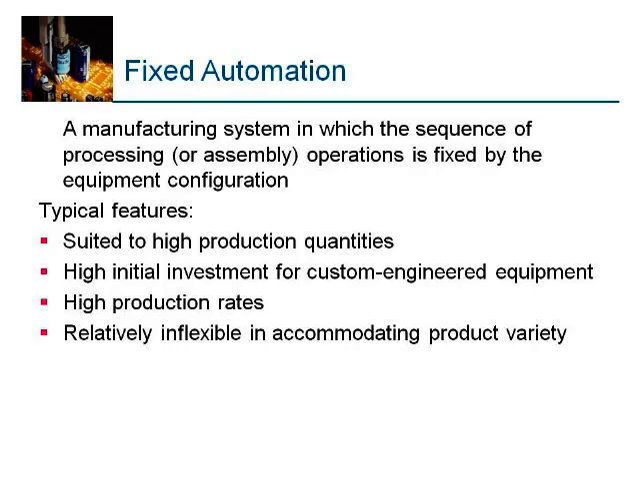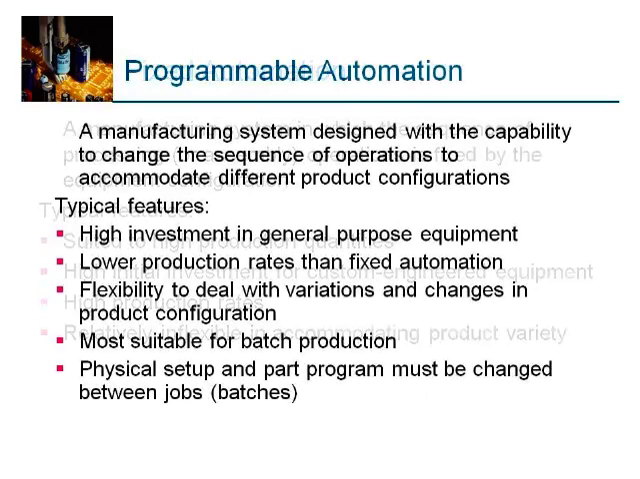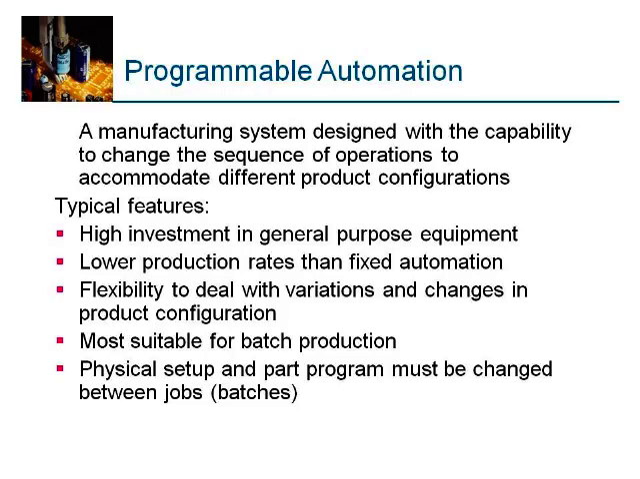in accommodating product variety. Programmable automation is a manufacturing system designed with the capability to change the sequence of operations to accommodate different product configurations. Typical features are high investment in general purpose equipment, lower production rates than fixed automation, and flexibility to deal with variety and changes in product configurations. It is most suitable for batch production. Physical setup and part program must be changed between jobs.